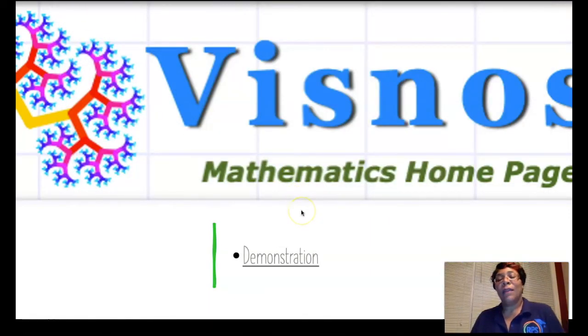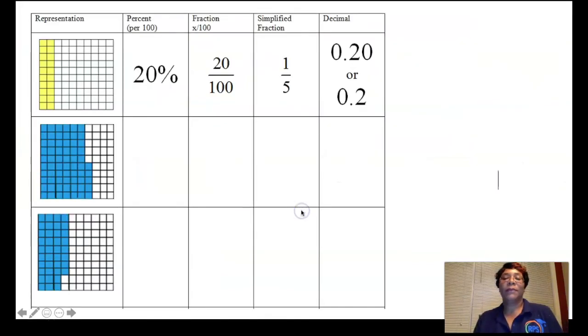Please take the time, and that link will be in your learning plan for you to play around with this after our session today. So, this is going to be our last practice for today before you get into your own practice. Again, we're going to look at this model and determine what's the percent, what's the fraction, the simplified fraction if needed, and our decimal number.